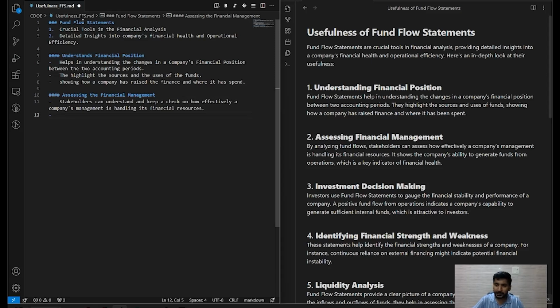It shows the company's ability to generate funds from operations, which is the key indicator of financial health. So basically, it shows the ability of a company to generate funds from operations. And it is the key indicator of financial health.